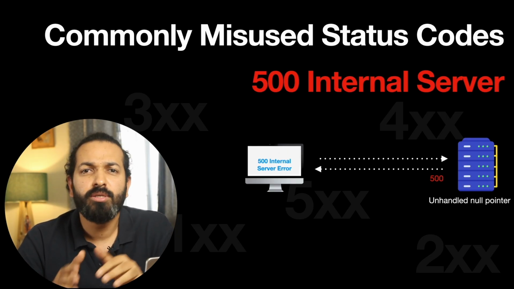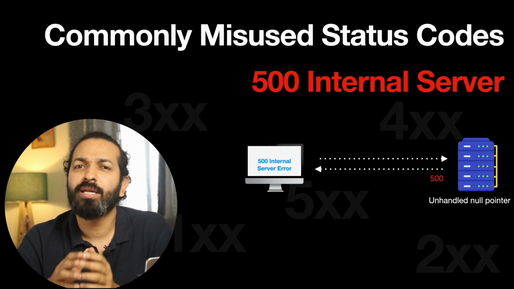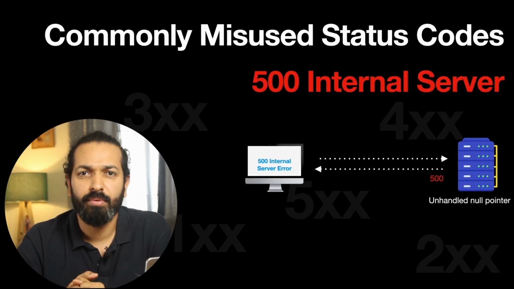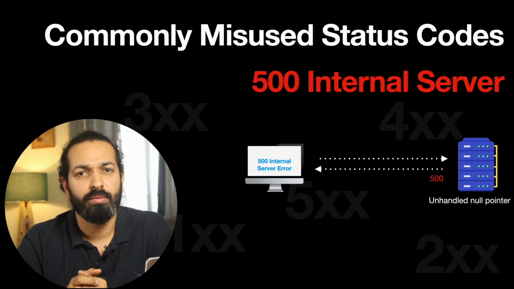But developers misuse this code even when the problem is clearly external. For example, let's say a downstream service is failing. That's where other codes come in.